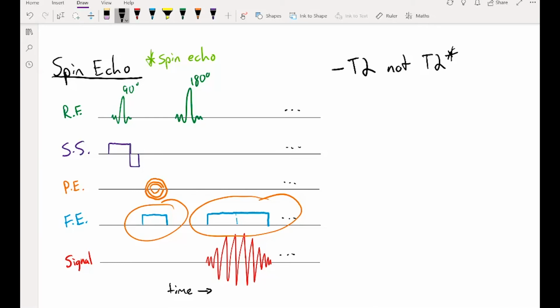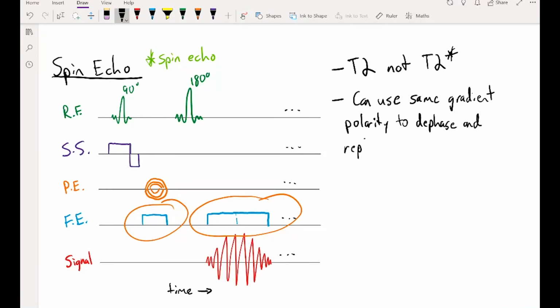spin echo. So I just want to go back to black so I can say we can use the same gradients. Same gradient polarity, both positive. Polarity, meaning positive or negative. Same gradient polarity to dephase and rephase, to use the language I've been using so far. All right, hopefully that makes sense. That's a big benefit of spin echo.